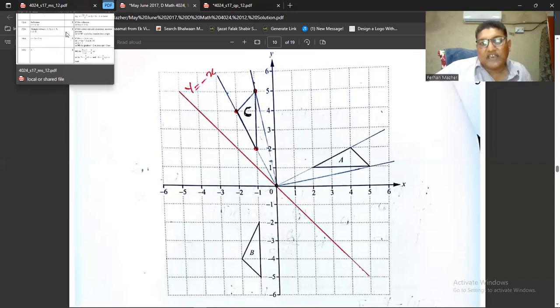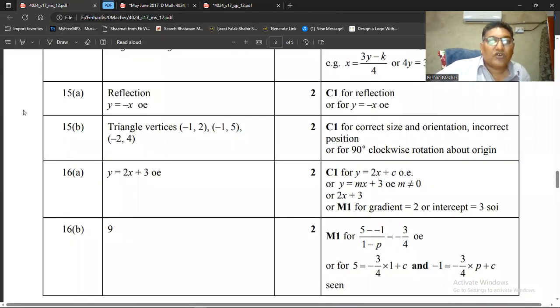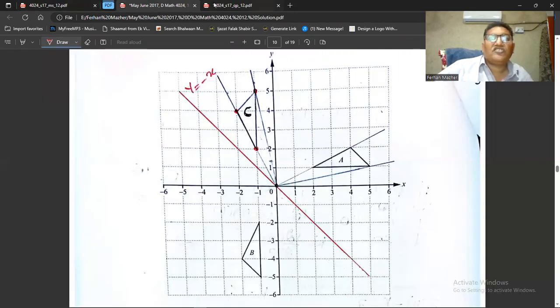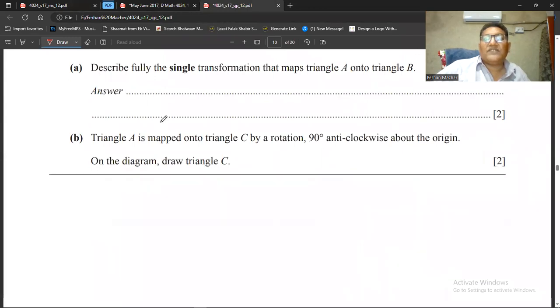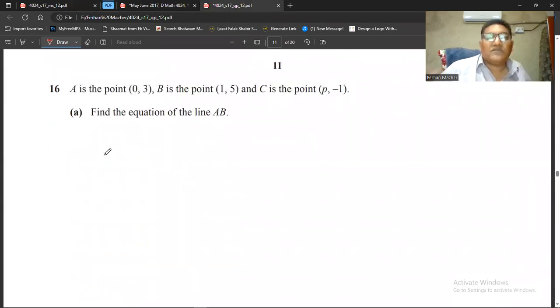So the coordinates of this C are (-1, 2), (-1, 5), (-2, 4). So this is how you do this, and you can check this here: (-1, 2), (-1, 5), (-2, 4). So my answer is right. This is how this is done. So we are done with question number 15. Okay, then we have question number 16.